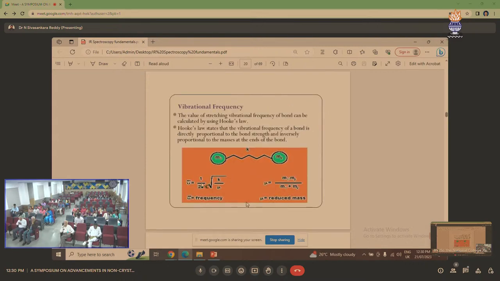Normally, this is also one of the fundamentals, which is very, very important. The frequency of vibration of a molecule in infrared absorption is given by 1 by 2 pi root of k by mu, where k is the force constant of the chemical bond between the two atoms, and mu is the reduced mass. You can see if the force constant changes, the frequency also changes. And if the reduced mass changes, the frequency also changes.